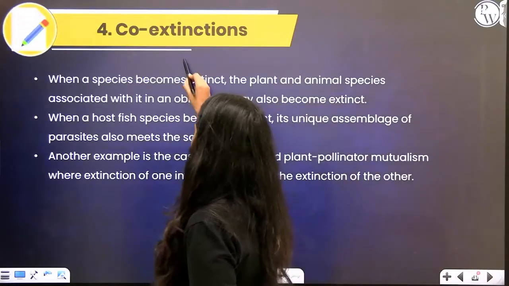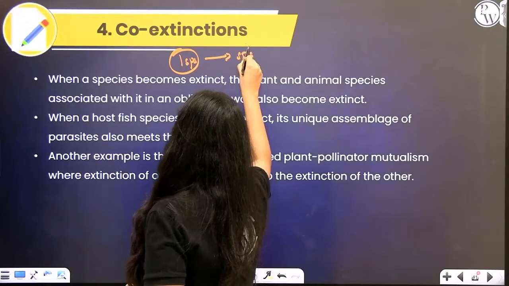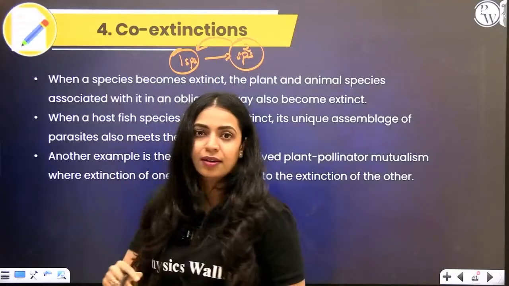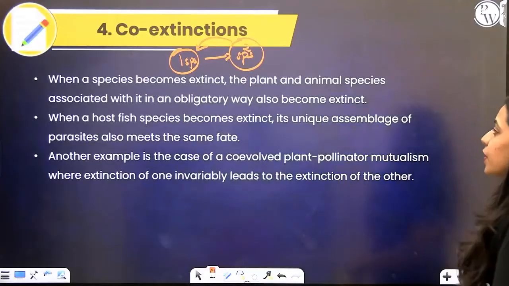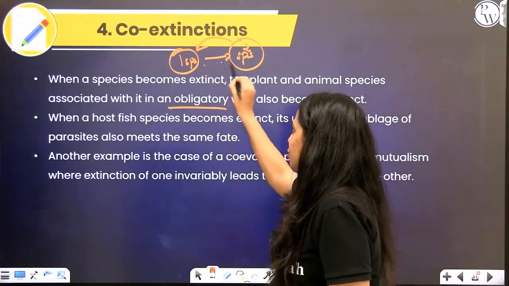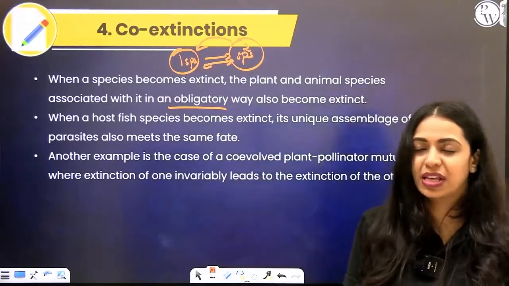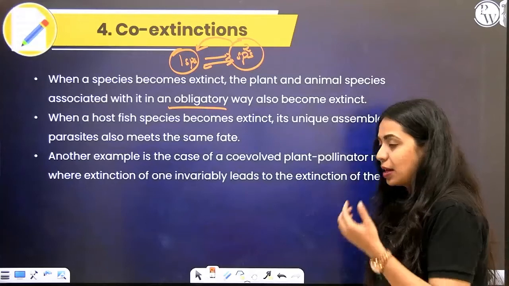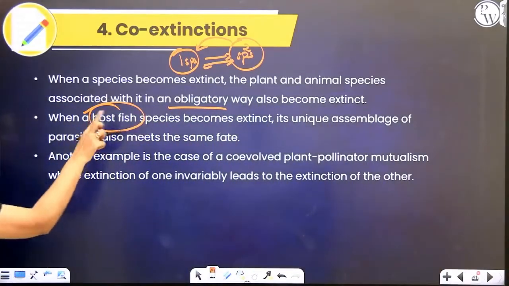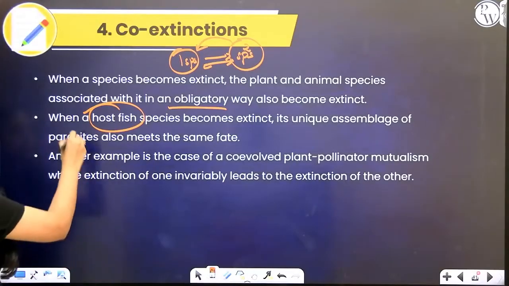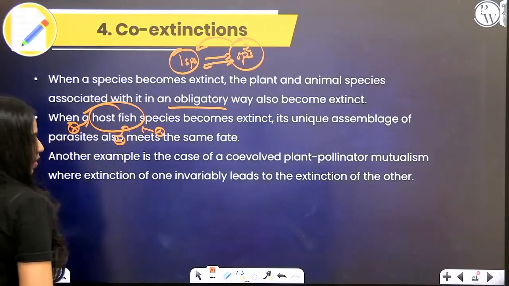Co-extinctions. When one species goes extinct, another species that depends on it obligately will also go extinct. Okay? So if there is an obligatory relationship between these two, like they both cannot live without each other, then if one of them goes extinct, the other one will also go extinct. For example, if a host fish becomes extinct, all of the parasites that depend on this host will also go extinct because they do not have a host now.